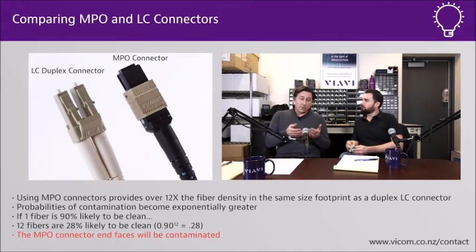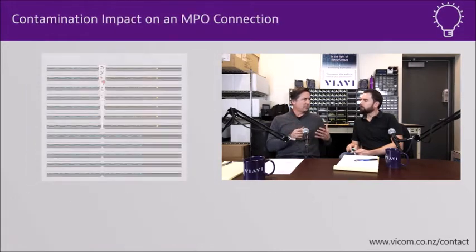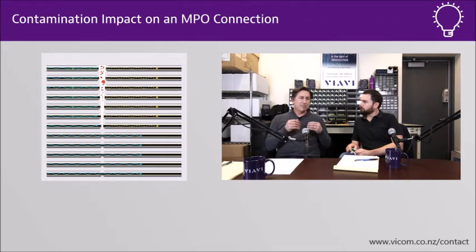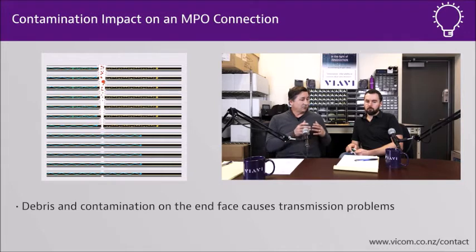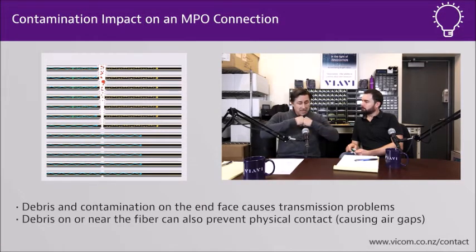Why do we care? It goes back to the inspect before connect model that we have. Debris and contamination on the end face mess up the transmission. It's true for an LC and an SC. It's more true for an MPO or an MTP connector, because just like on the fiber on an LC, if there's dirt or debris or contamination in the core, it's going to mess up the transmission. Same on an MTP. If there's dirt or debris outside the core and on the fiber or on the ferrule, it may not get in the light path, but it can stop the two things from coming into physical contact. And we need those fibers to touch each other.